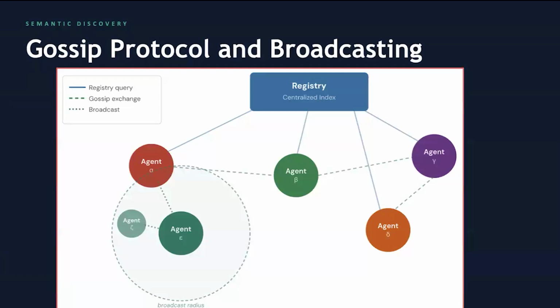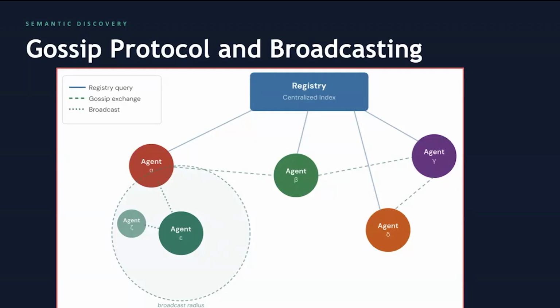Two others are the idea of gossip exchange and broadcast, right? The central registry is one way to index agents, but in a gossip protocol, agents that already know about other agents propagate that knowledge to their neighbors. So when Agent Alpha collaborates with Agent Beta, for example, Alpha learns about Beta's agent card and also about any other agents Beta has recently worked with.